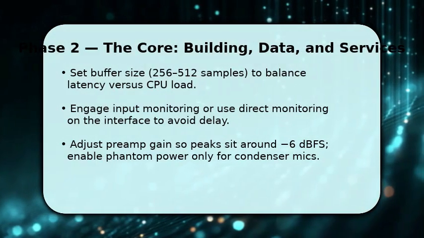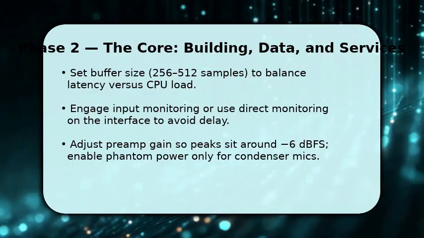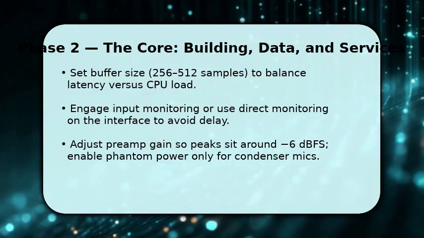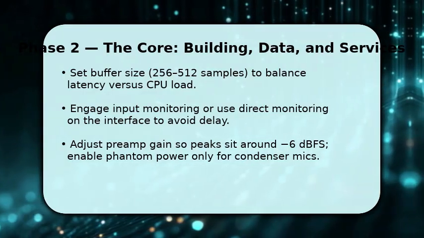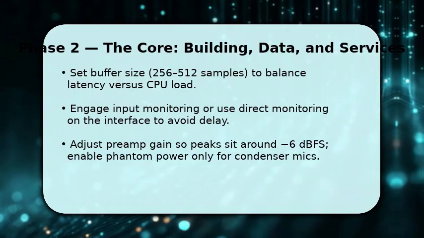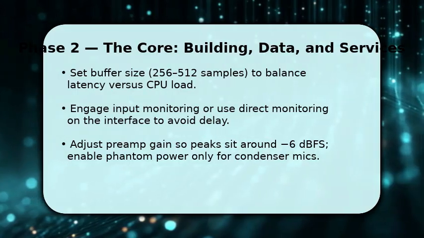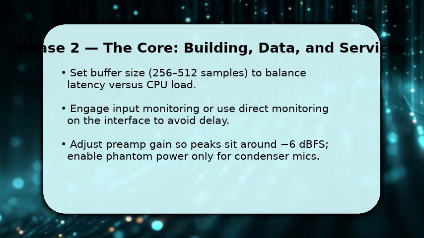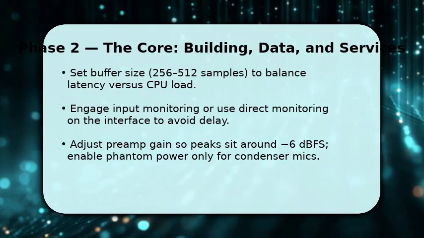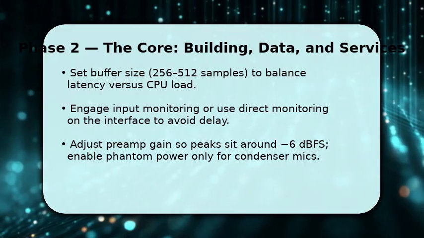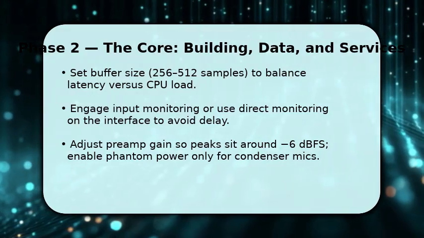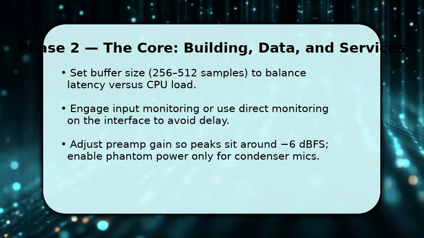Open GarageBand's audio settings and set the I/O buffer to 256 or 512 samples. Lower values reduce latency but increase CPU usage, so choose based on your machine. If you hear delay, enable direct monitoring on the interface or GarageBand's input monitoring. Direct monitoring bypasses round-trip latency.